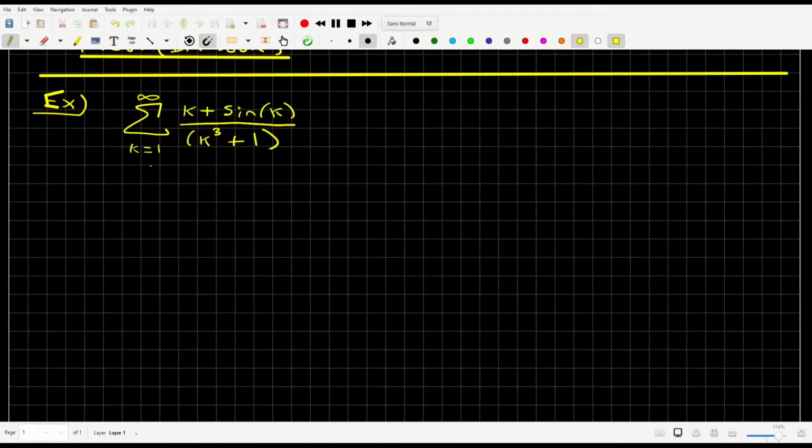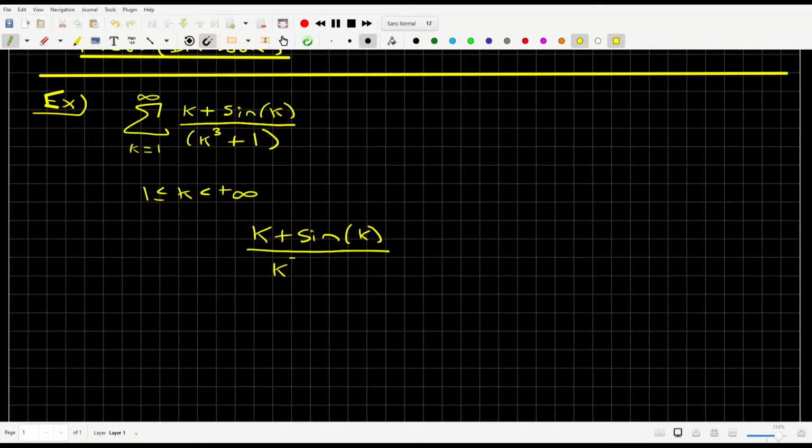And so what we need to look at, when we're applying the direct comparison theorem, is: can we bound this above or below by something that is a simpler series? Just like before, here k is between 1 and positive infinity. And what we need to do is look at the actual series terms. So this is (k plus sine of k) over (k cubed plus 1).